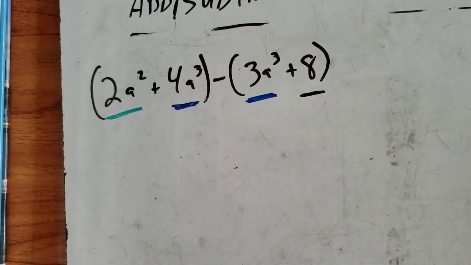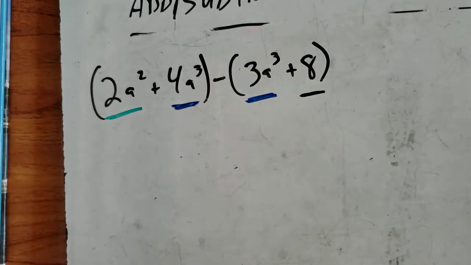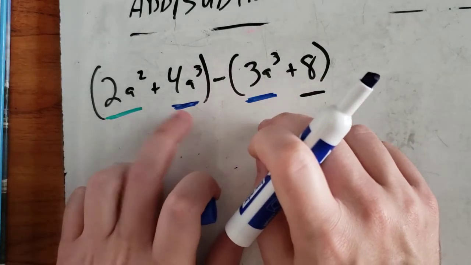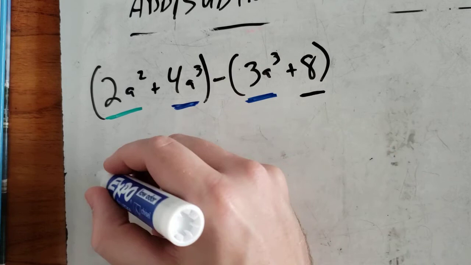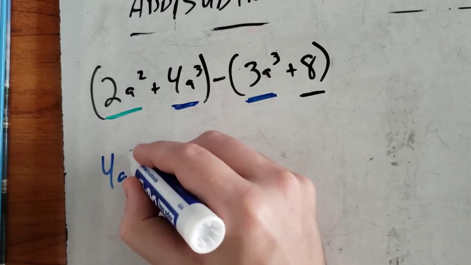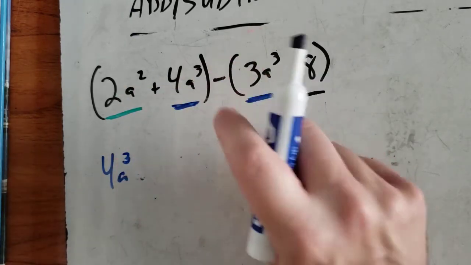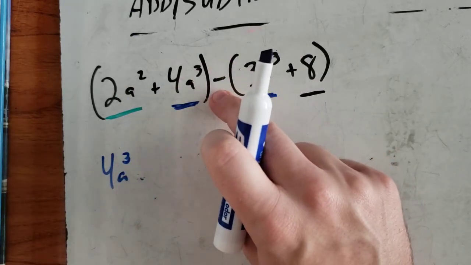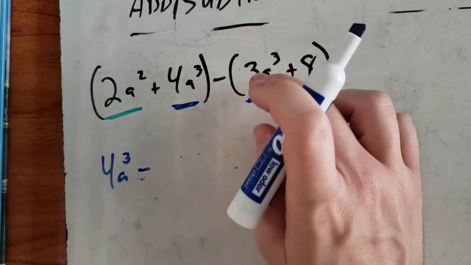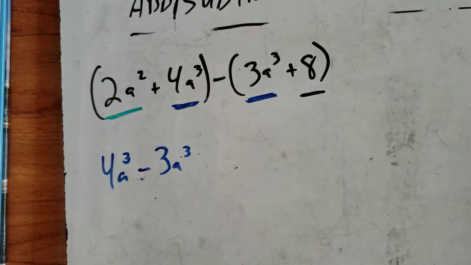Okay, so do them all together now. What's our highest exponent? 3. So let's do these ones first. Okay, so we have 4a to the third, minus 3a to the third. Now what's our sign? It's a minus sign, a minus. So we're going to subtract these.